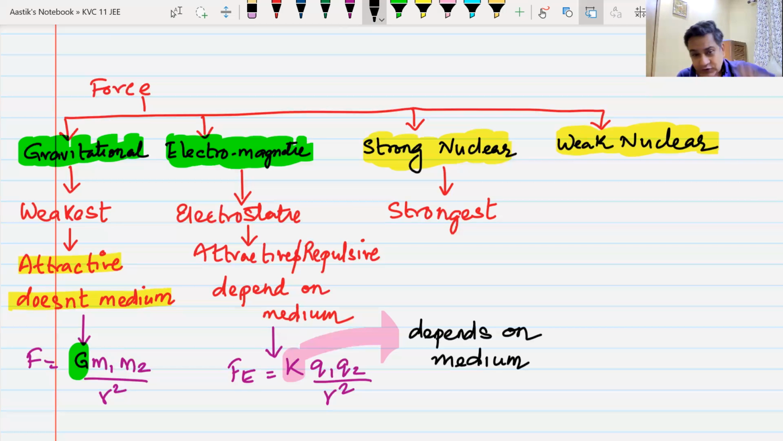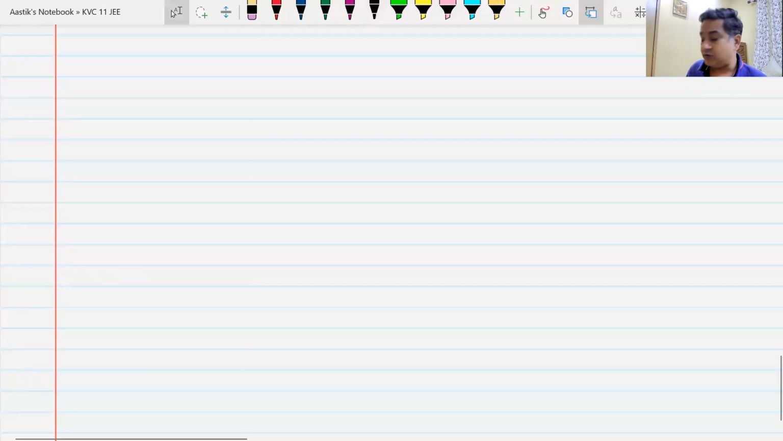So the forces that we see in day-to-day life are either gravitational forces or what? Or electromagnetic forces. Do we understand this? And these are the two forces that we are going to study. Now, the first of these forces is gravitational force. So we'll write the heading: gravitational force.